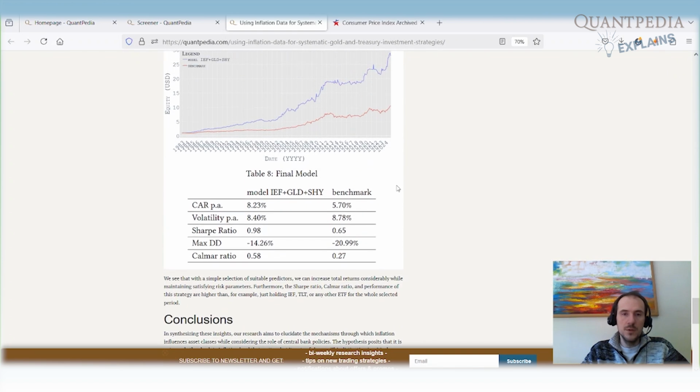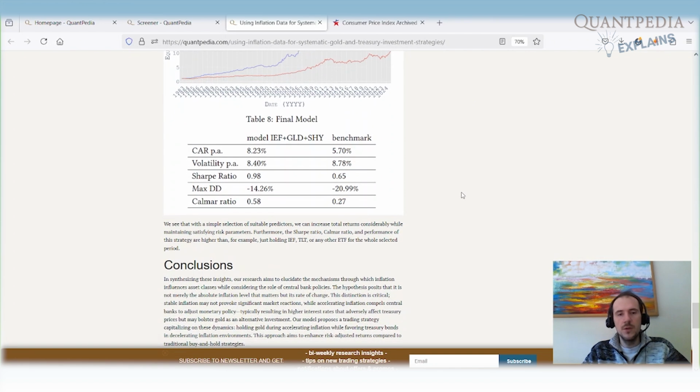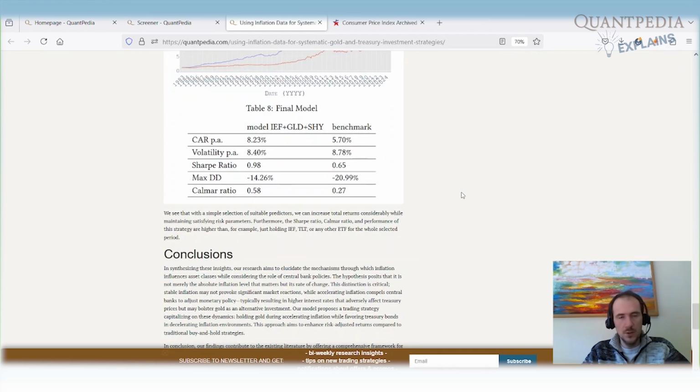And here we have a comparison. The benchmark has a Sharpe ratio of 0.65, max drawdown of minus 20%, Calmar ratio of 0.27, and our model has significantly better performance, better volatility, better Sharpe ratio, lower maximum drawdown, better Calmar ratio. The simple model based on inflation clearly outperforms the benchmark. It also outperforms all of the individual ETFs that we have in our investment universe. So our conclusion is that we can use inflation very nicely as a predictor, and we can build a market timing strategy out of that.